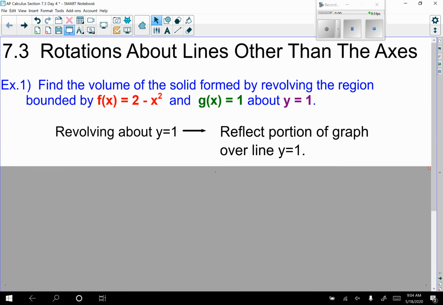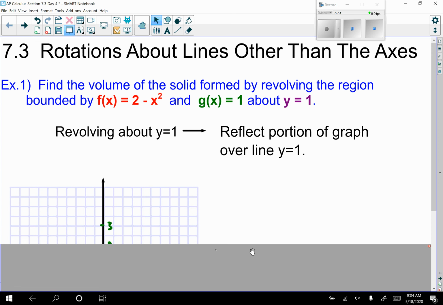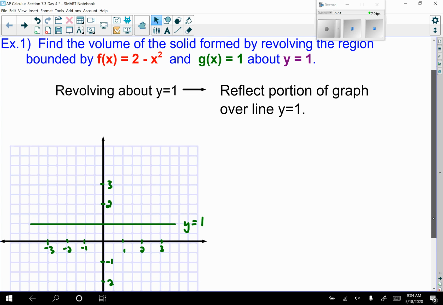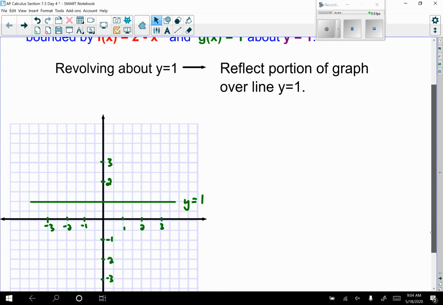So to revolve about y equals 1, just as we did with any x or y axis here, we reflect a portion of the graph over the line y equals 1. So at this point, go ahead and pause the video and get ready to graph either on graph paper or very neatly on notebook paper. It's very important. Let's start with graphing the line y equals 1 and space out the units that we're going to label here to make the area easier to work with. If you noticed, I'm numbering here. Every 2 squares are counting as 1.